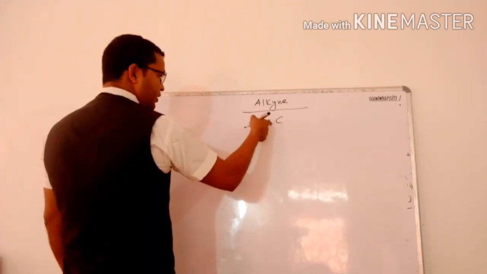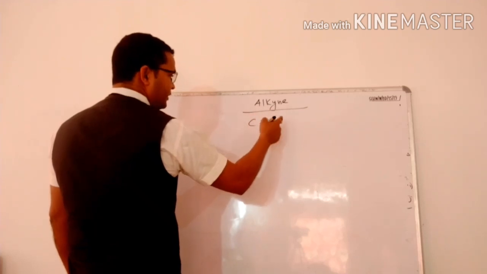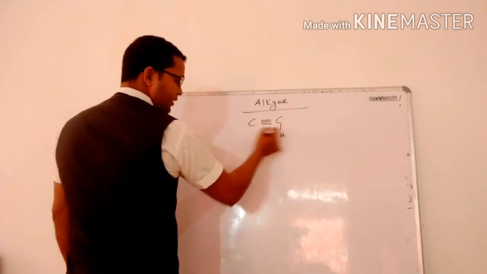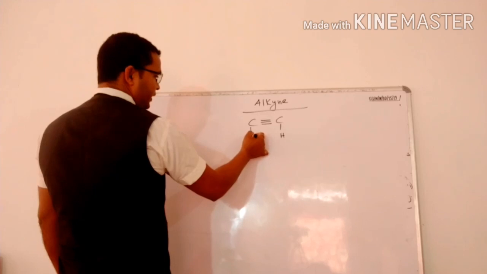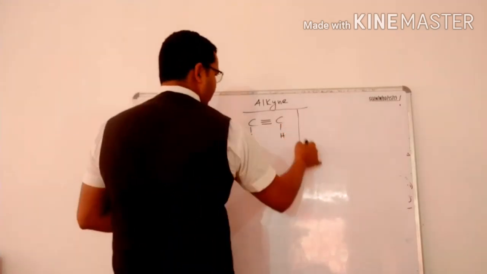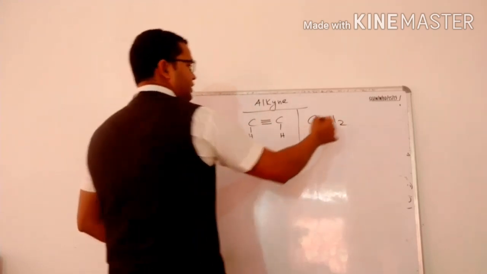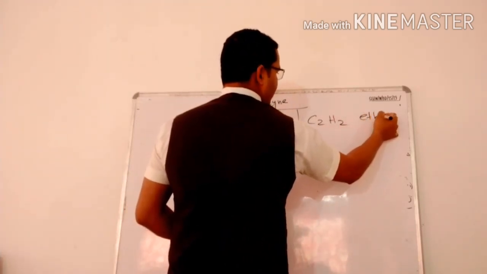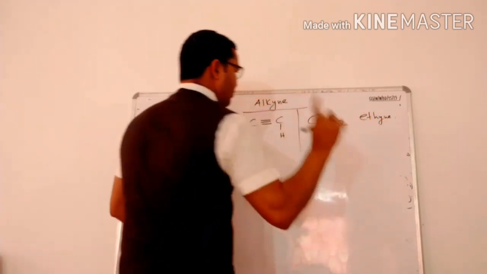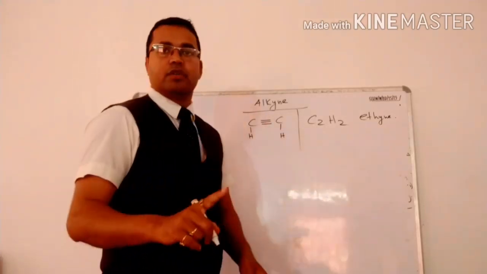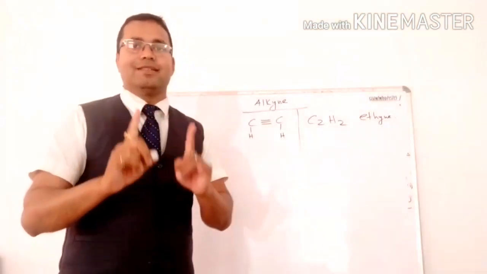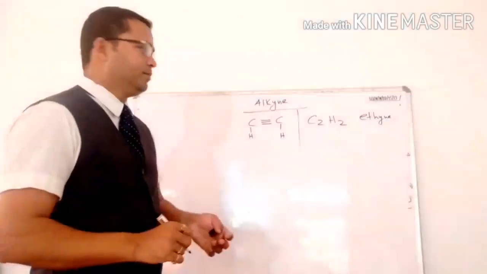So if a triple bond is there, already three bonds take place, so only one vacancy is there. Here also one vacancy. So the short form of ethyne is C2H2. So this is ethyne, the first member. It starts from 2 carbon because, to form a triple bond, at least 2 carbon must be there.